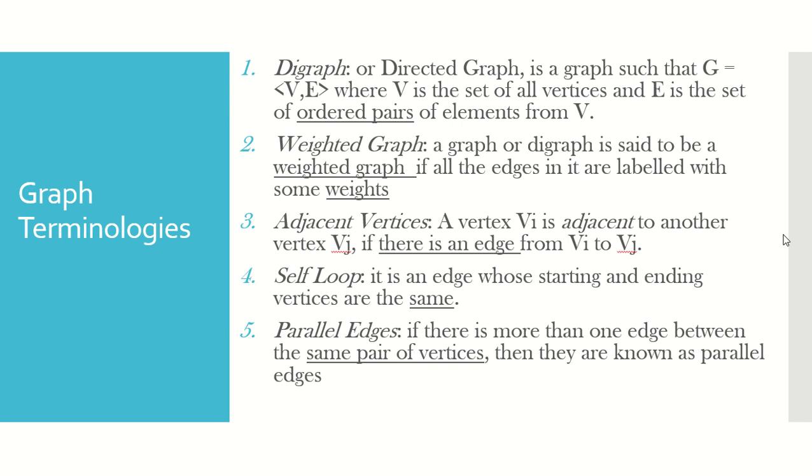Now, moving on to the next terminology, self loop. Okay, so if there is an edge that starts from a particular node and ends at itself, an edge from a node to itself, then such an edge is known as a self loop. Okay, so it is an edge, not a path. It is an edge whose starting and ending vertices are the same.